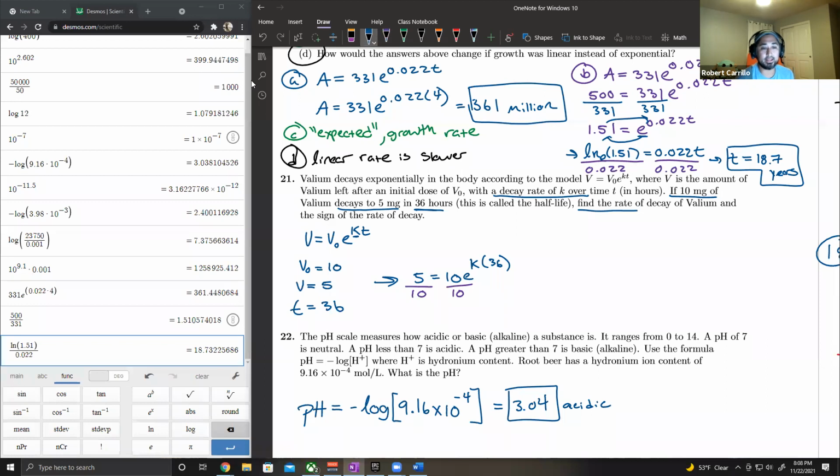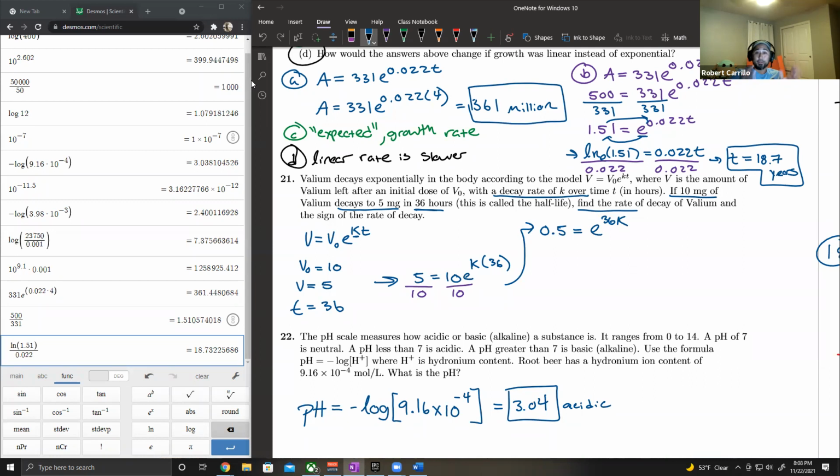And when we divide that 10 off, we are going to get, here, there's more space up here. I don't know why I didn't write it up there. You're going to get 5 over 10, which is 1/2. So we're just going to say 0.5 is equal to e to the 36k.